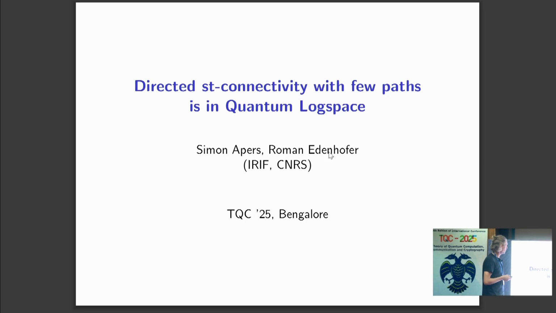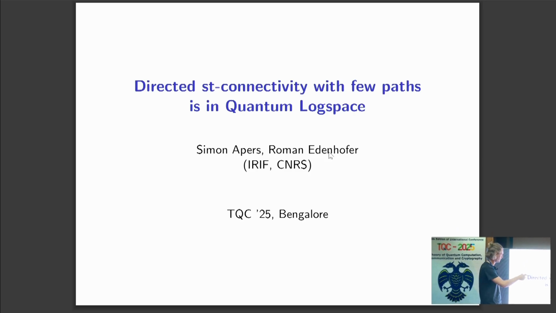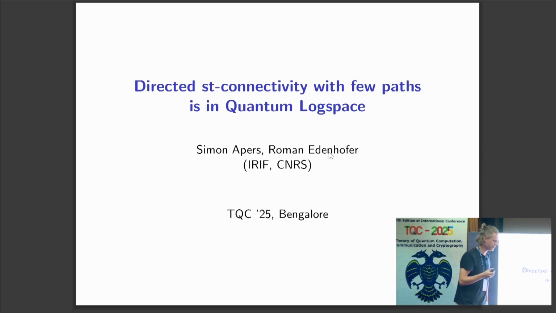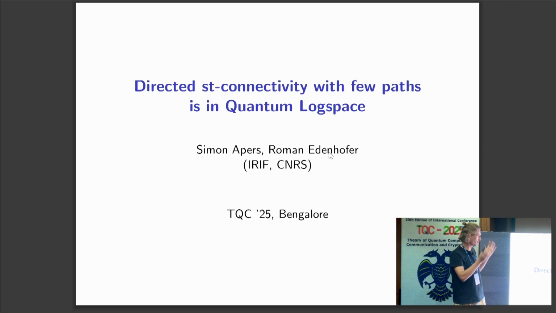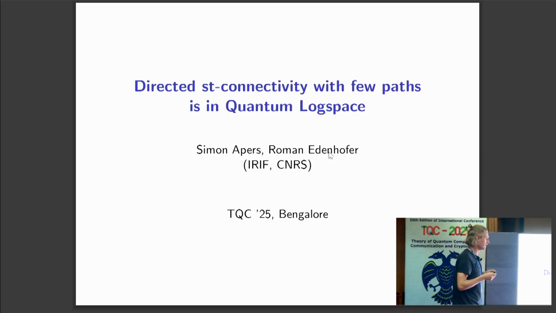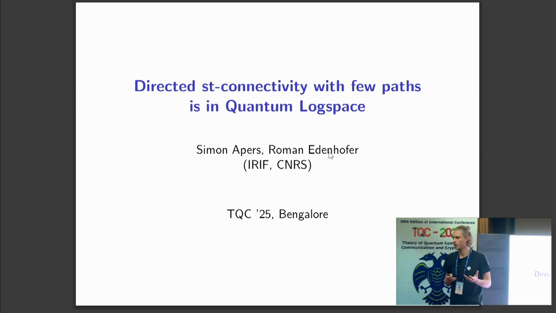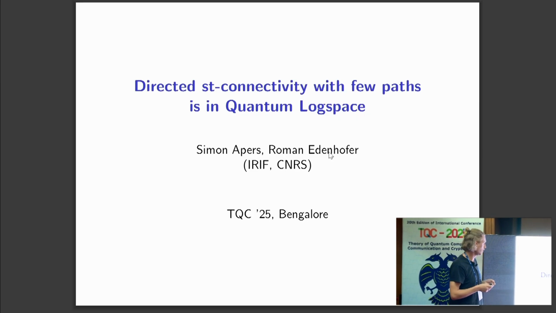Good. So the talk is titled Directed ST Connectivity with Few Paths is in Quantum Log Space. So for now, what you want to take away is there's quantum log space, and then there's this canonical problem of directed ST connectivity. Essentially what we do is we show that for this canonical problem, there actually seems to be a quantum advantage. We can solve certain problems that seem hard to solve in classical log space.